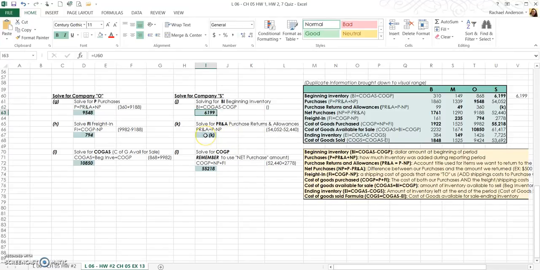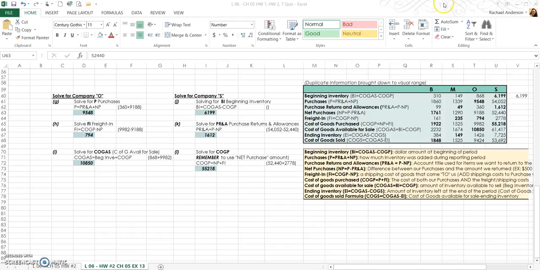Now let's finally solve for Company S, purchase returns and allowances. The formula for identifying the purchase returns and allowances is we take our purchases, which is $54,052, and then we subtract our net purchases, which is $52,440. This leaves us a purchase returns and allowance value of $1,612.